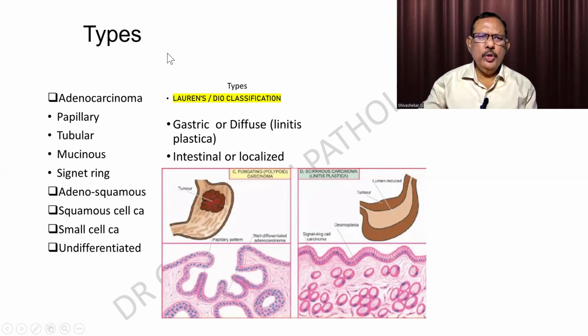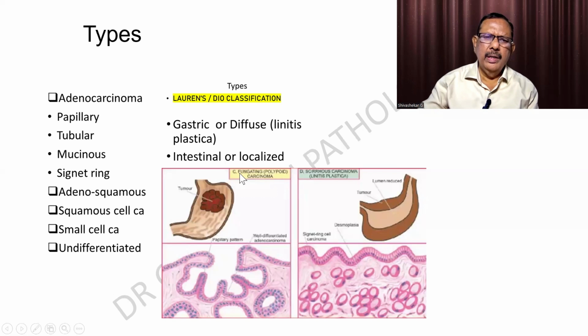Types. When it comes to the types, it can be microscopic types or it can be the gross types that we are seeing. Microscopically, 95% is adenocarcinoma, and these are all the subtypes. Please learn by heart. The rest are adenosquamous, squamous, rarely small cell carcinoma, and undifferentiated, which means we cannot identify. The Lauren classification is important, intestinal or diffuse. That is what I am seeing in this case over here, the linitis plastica or serous carcinoma.